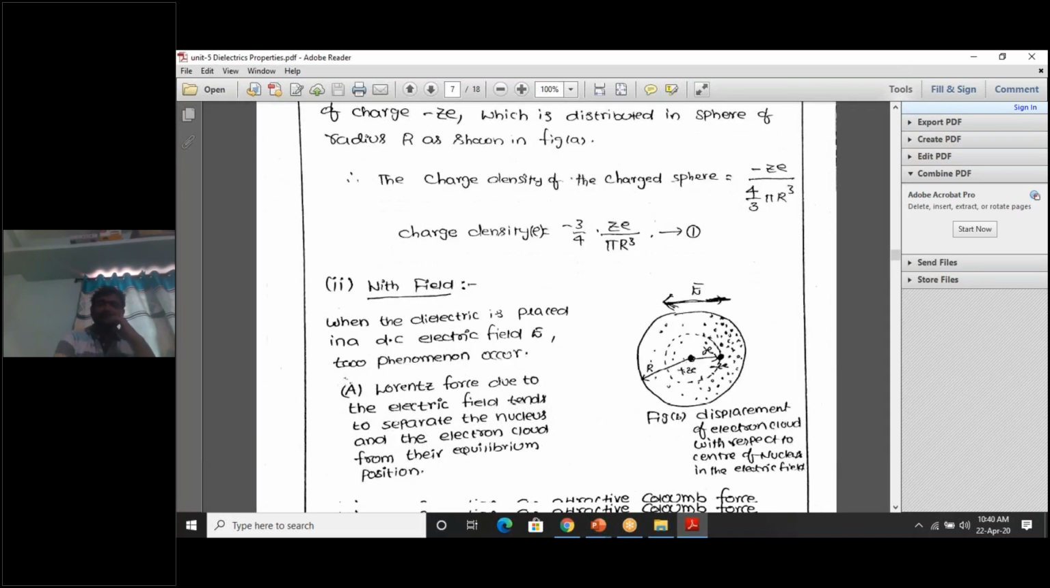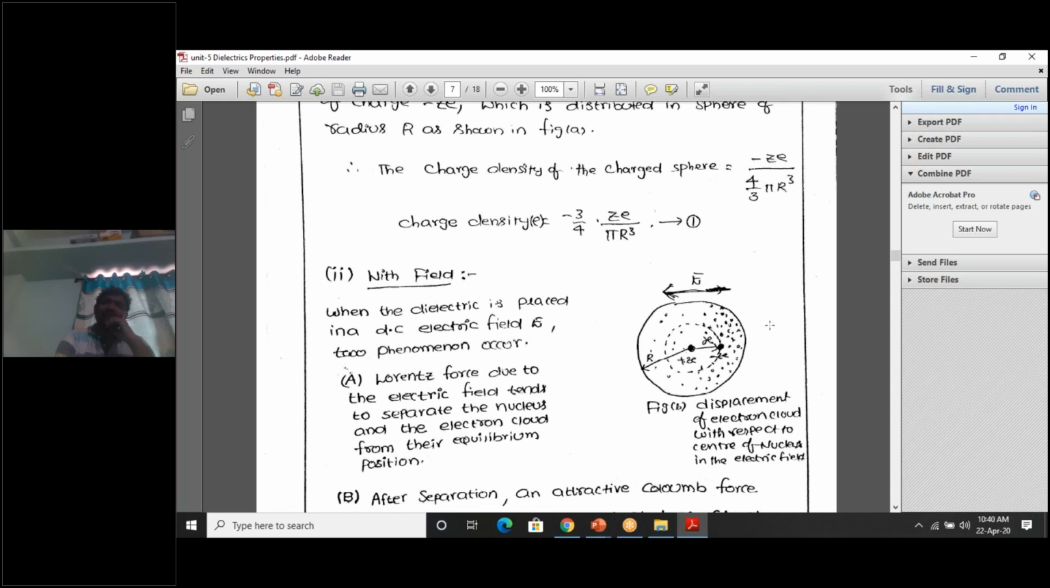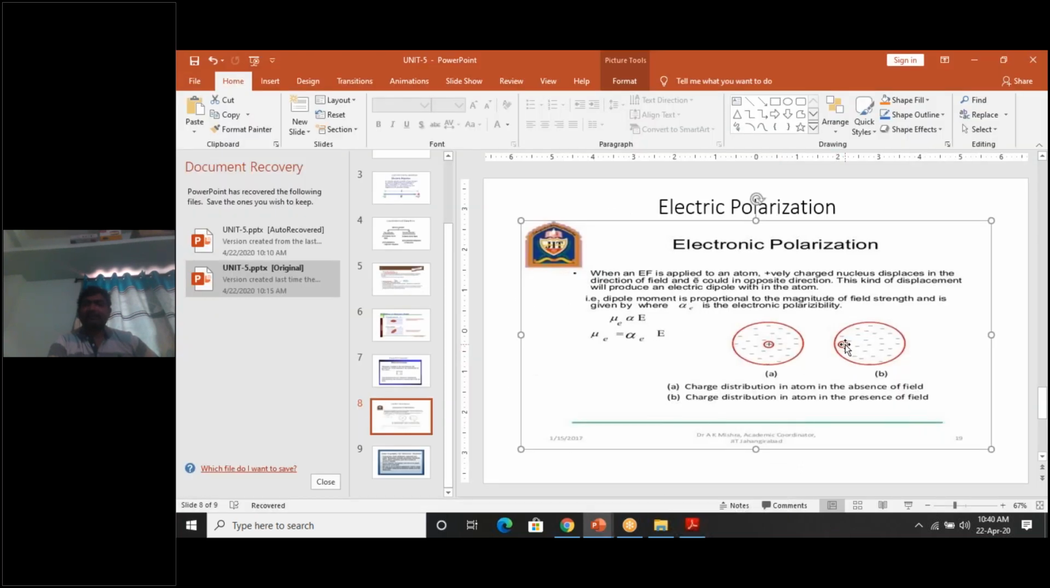Yes, here you see. This is an atom. Here this is the nucleus, and these dots are the electron clouds. Here I am applying the electric field. The arrowhead represents the direction of the electric field, and E is the electric field. So in the direction of the electric field, what will move? The nucleus. The nucleus will get displaced in the direction of the electric field, like this.